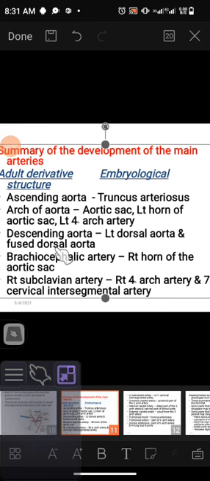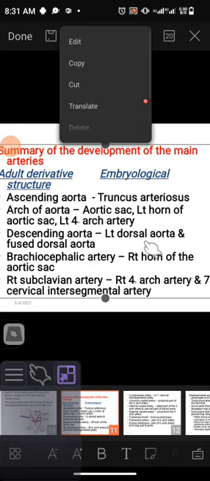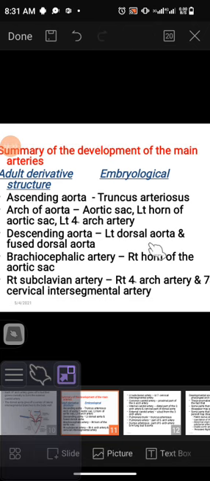So this is something you have to really memorize, so you understand it fully. The descending aorta is going to be from the left dorsal aorta. Remember I told you the right will regress. So the left dorsal aorta and the fused dorsal aorta, some of this fused dorsal aorta is going to remain, so it's going to form the descending aorta. We don't want two descending aortas. That is why the right has to go, and the left becomes the patent one and gives rise to our descending aorta.